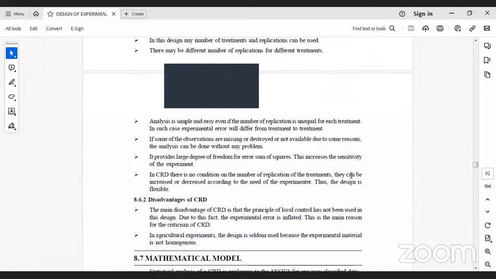Disadvantage: the main disadvantage of CRD is that the principle of local control has not been used in this design. Due to this fact, the experimental error is inflated. This is the main reason for criticism of the CRD.